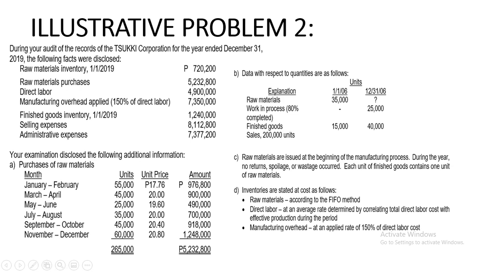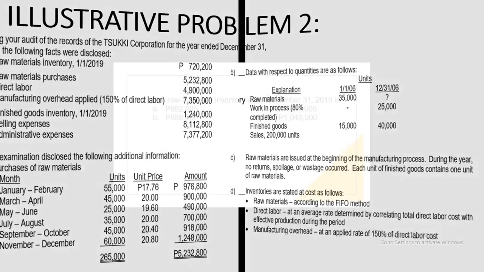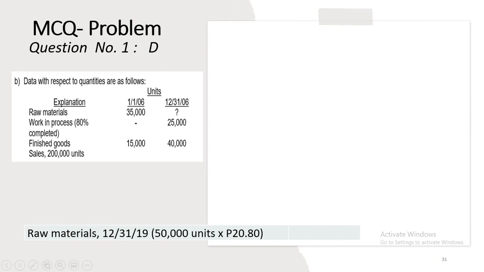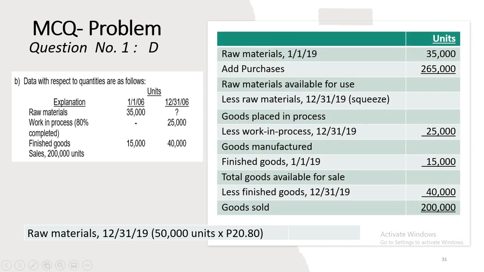Okay, so let's start with question number 1. How much is the raw materials inventory as of December 31, 2019? To compute this, you must first compute the raw materials inventory in units, because it has a question mark. That's why we're going to make use of the pro forma in computing cost of goods sold. So we start with the goods sold. Goods sold in units is 200,000.